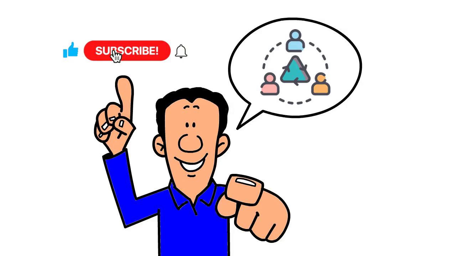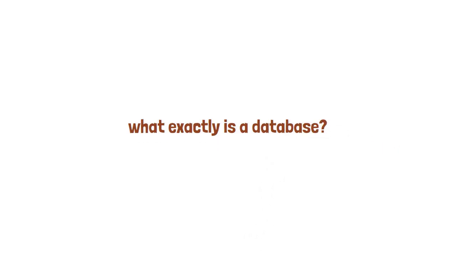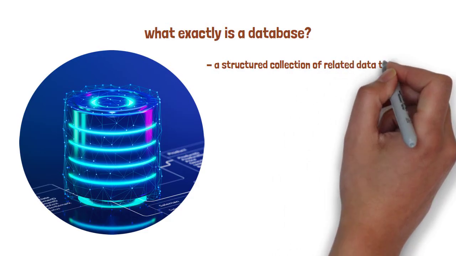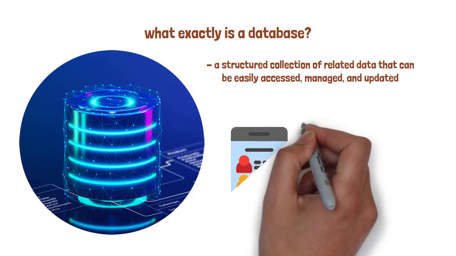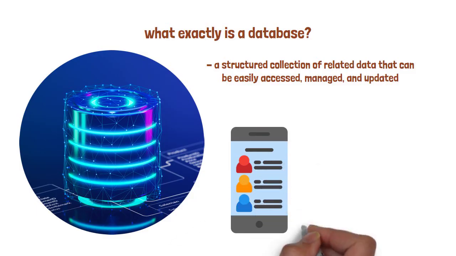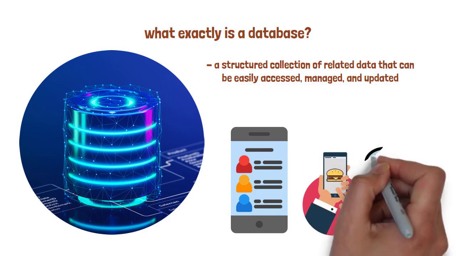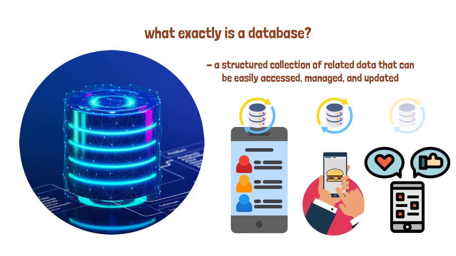Alright, let's get started. Let's begin with the most basic question. What exactly is a database? A database is a structured collection of related data that can be easily accessed, managed, and updated. You interact with databases every single day, whether you're checking your contact list on your phone, ordering food online, or scrolling through a social media feed. In all these cases, behind the scenes, there's a database storing users, posts, orders, and interactions.